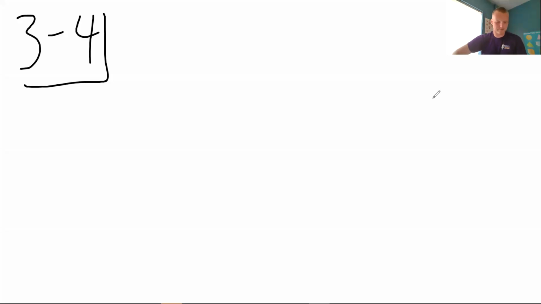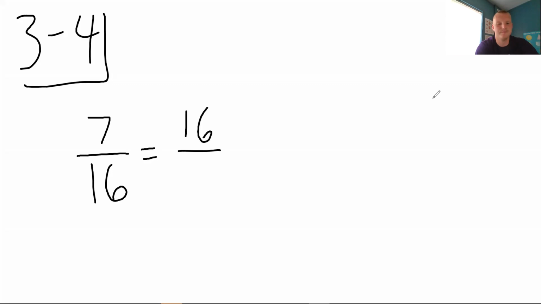Lesson 3-4, find multiplicative inverses. So number one, find the multiplicative inverse of each number. Our first example, we have 7 over 16. What is the inverse of 7 over 16? Logan? Yep, 16 over 7.